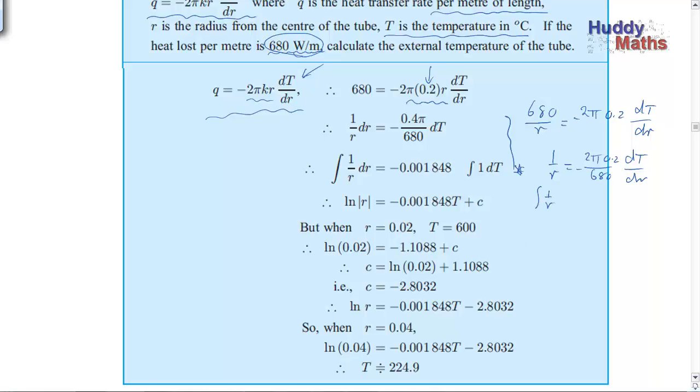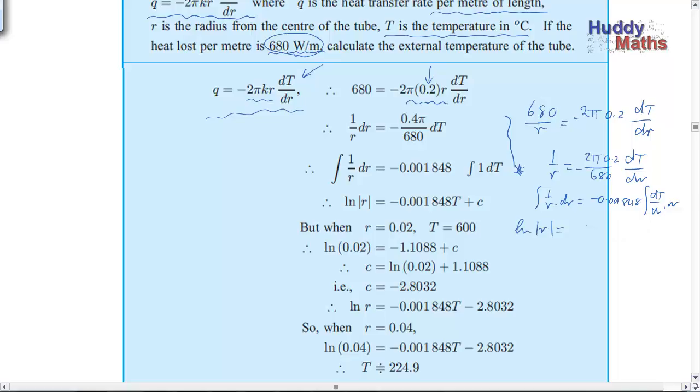So I'm going to replace this with what we would normally do. I'd say the integral of 1 on R dR is this, which is negative 0.001848 times the integral of dT by dR. Then integrating that, ln mod R is equal to, the integral of that is just T plus C. We don't usually split the dR away from dT at this level, so we'll put it this way, dividing both sides by R, 1 on R, and then integrate that dT by dR. This is a preferred setting out.